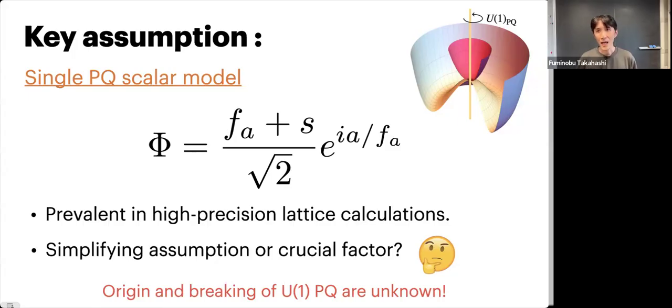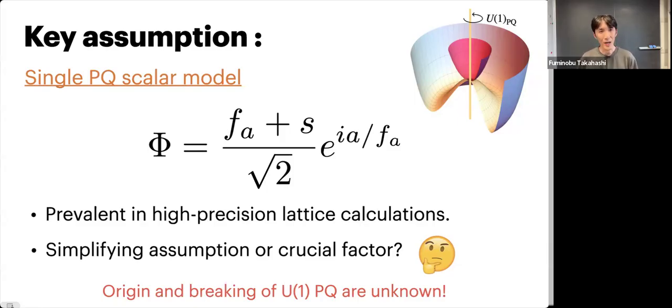But it is fair to say that we know nothing about the PQ sector. We do not know the symmetry breaking scale. We do not know how the PQ symmetry gets broken, and so on. So I believe it is worth studying what happens if you consider a slightly more complicated case, say a model that contains multiple PQ scalars. I'm saying that we should consider a different UV completion of the QCD axion, simply because we do not know the details of the PQ sector.